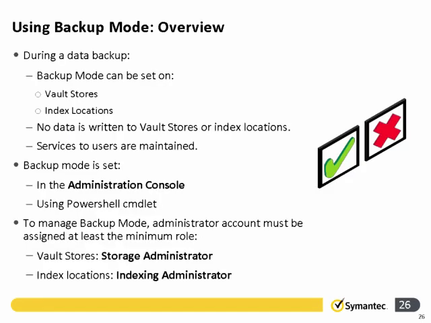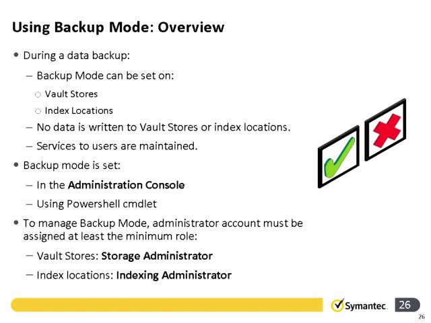An overview of the backup mode. Backup mode can be set on vault stores or index locations. While they are in backup mode, there's no data written to the vault store or the index location. However, all of the services to the user are maintained, which means the users can continue to search and retrieve items from their archives. Backup mode can be set in one of two different ways. You can go through the Enterprise Vault Administration Console, or we have also created PowerShell commandlets that can run in the Enterprise Vault shell to put you into backup mode, and we'll show you examples of doing it both ways.